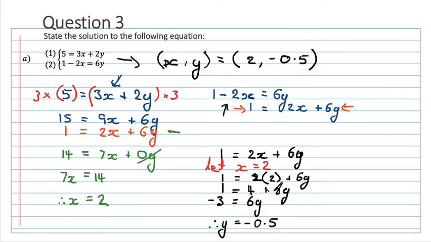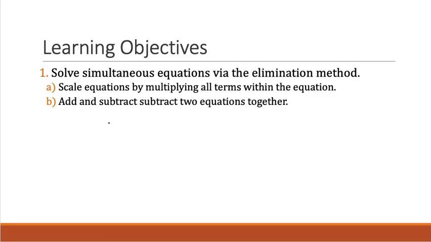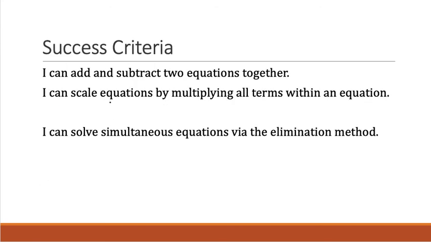So, in conclusion, what we set out to learn today was how to solve simultaneous equations analytically using the elimination method. And we did that by learning firstly how to scale equations and then how to add and subtract equations together. And that showed us how we could do the elimination method. So by the end of this lesson, you should be able to add and subtract equations together. You should be able to scale equations by multiplying all terms within an equation. And you should be able to solve equations via the elimination method.